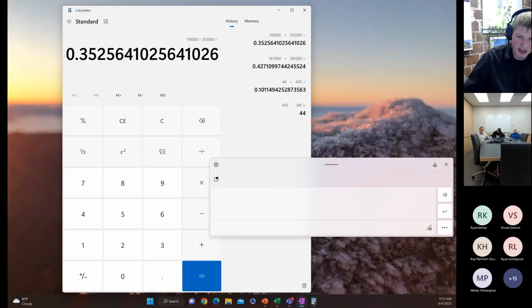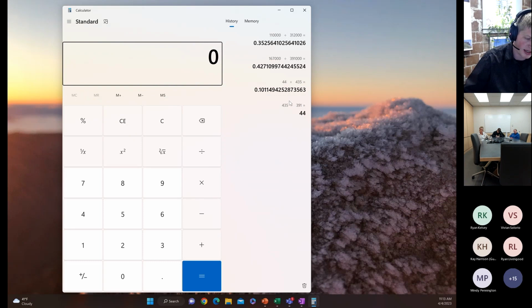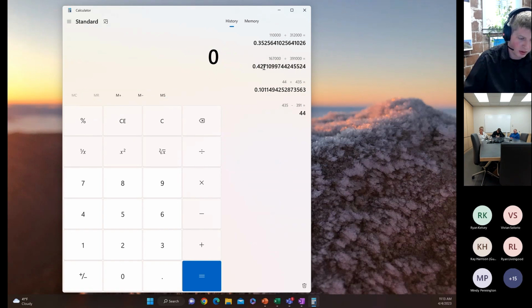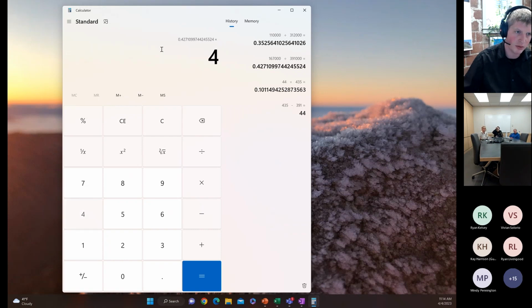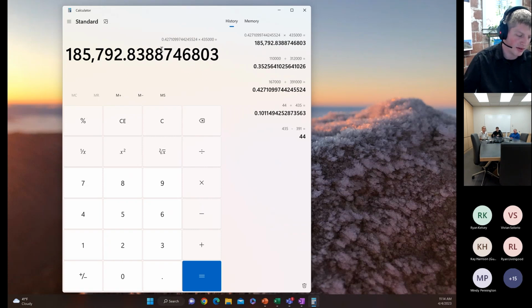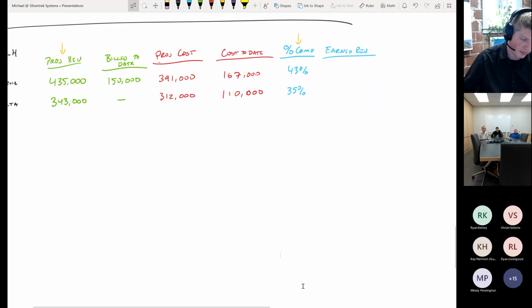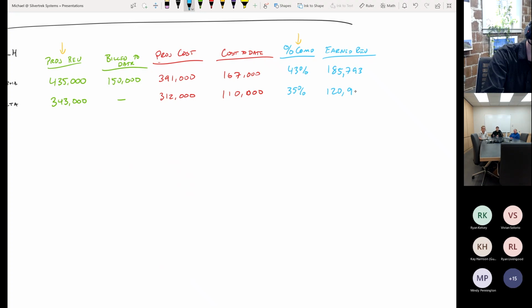Let's do the math here. I'll take my exact number since I have it from before, very close to exact. Wow, maybe not. This is why you have to be careful with your digits here. All right, times $435,000. 185,792, or I'll round up to 793. Okay. So 185,793. And the other one, 35% times 343, I could do the same thing, but I'll just tell you it's 120,929.